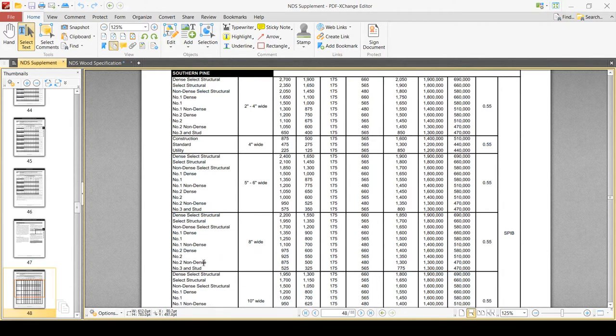Then looking at number 2, at first I have some passing temptation to go to the number 2 dense, but that is a separate grade than the number 2 or the number 2 non-dense. So if I just say number 2 with no other information, I should just assume the standard number 2.